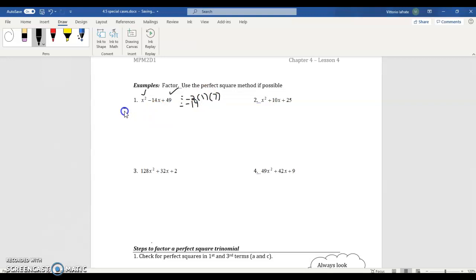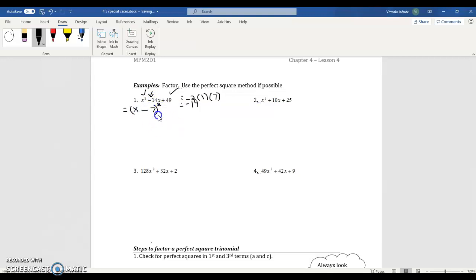So what this means is we are going to have one set of brackets. Square root of x squared is x. Square root of 49 is 7. Since our middle term here is negative, we're going to put a negative here. And don't forget to put that squared up here.